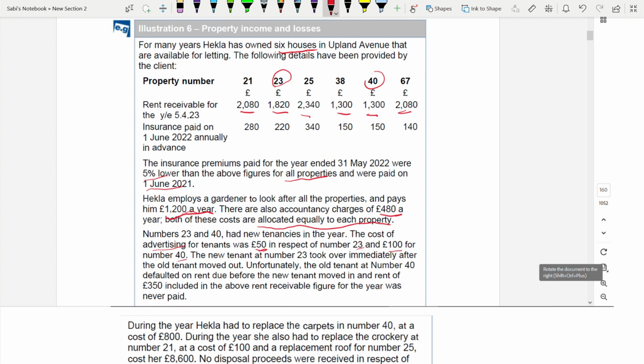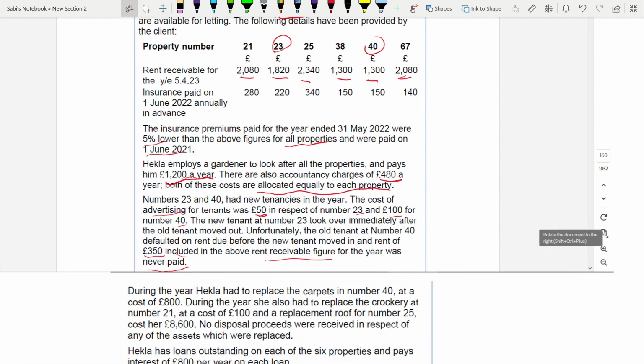The new tenant and number 23 took over immediately after the old tenant moved out. Unfortunately, the old tenant at number 40 defaulted on rent due before the new tenant moved in, out of 350. You see, they did not pay this 350 for number 40. This was included in the above rent receivable figure for the year, never paid. You can't take this, you have to take this out because it's cash basis. This is why you have to read other information also. Just don't blindly add all the 6 figures and then put rent receipt.